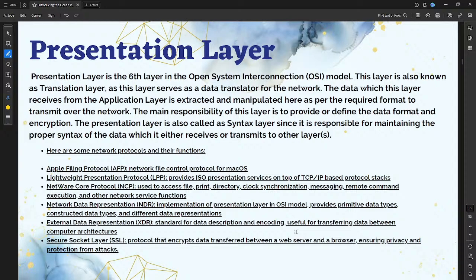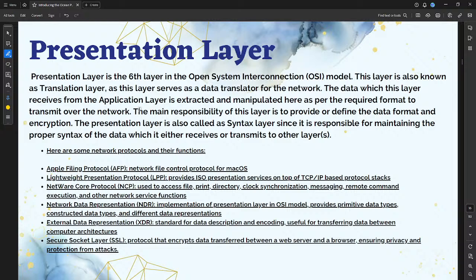Now, the presentation layer is the sixth layer in the open system interconnection, which is the OSI model, and this layer is also known as a translation layer. This layer serves as data translator for the network, right? The data which this layer receives from the application layer is extracted and manipulated here as per the required format to transmit over the network. So now you can see how these layers both work hand in hand.